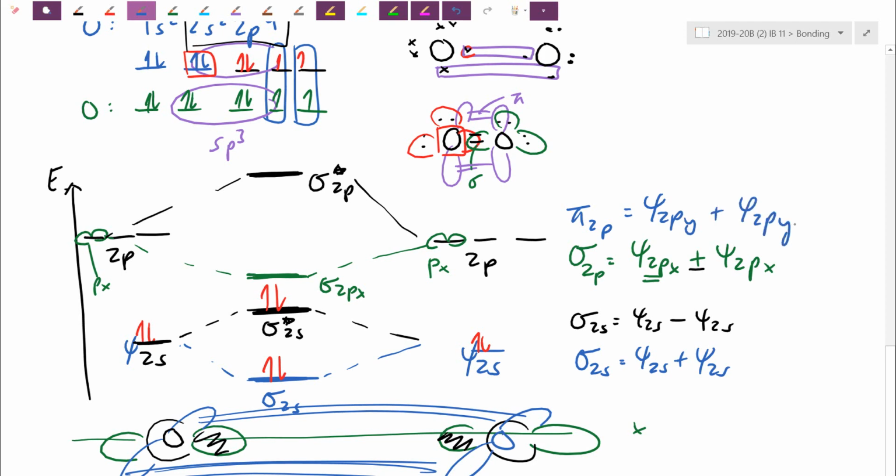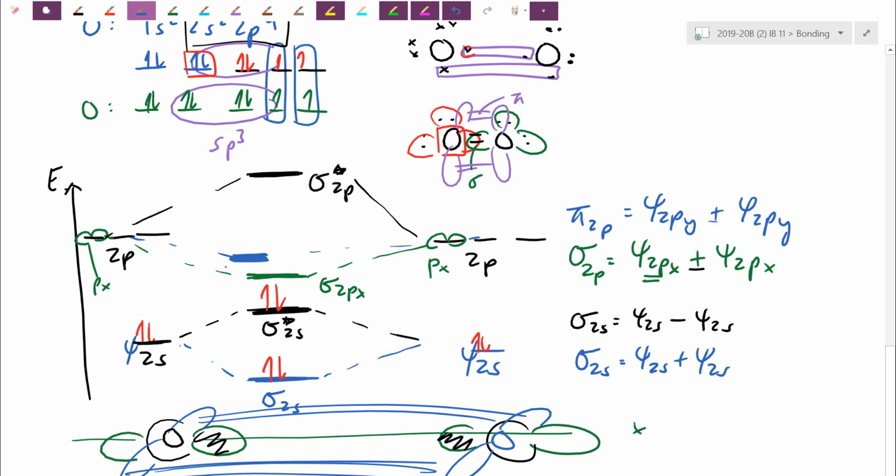In all of this, I'm blending the orbital on the left side and the orbital on the right side together. In similar fashion here, plus makes it more stable. I get a pi bonding orbital. If I do the minus, I'm going to get a pi star anti-bonding orbital. So when I take the py and the py on this side here, one of them will be stabilized.